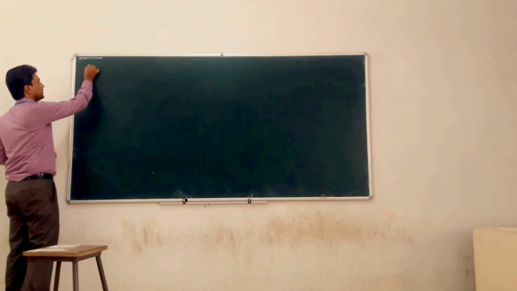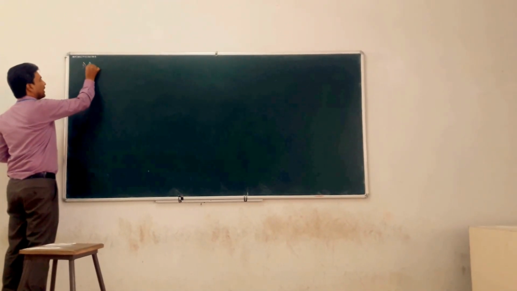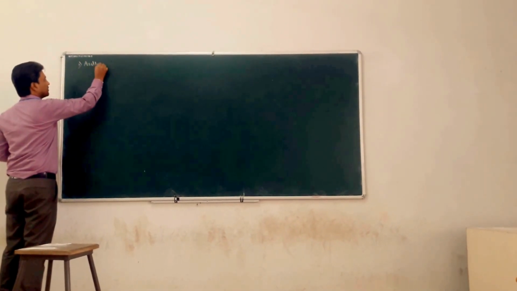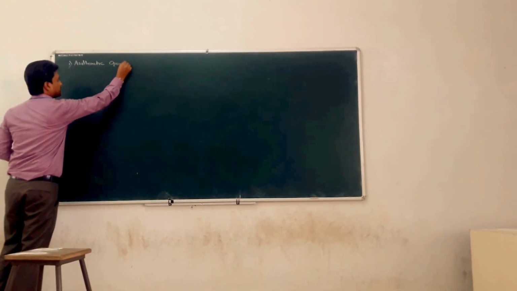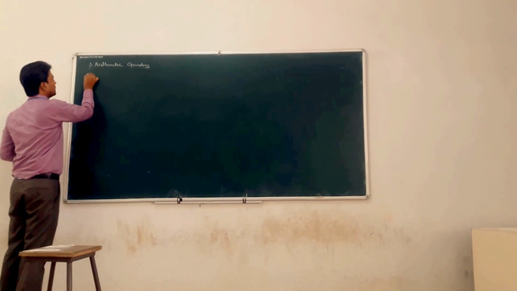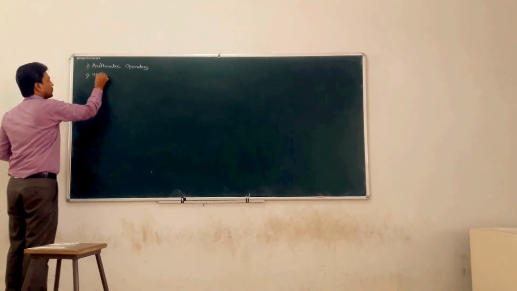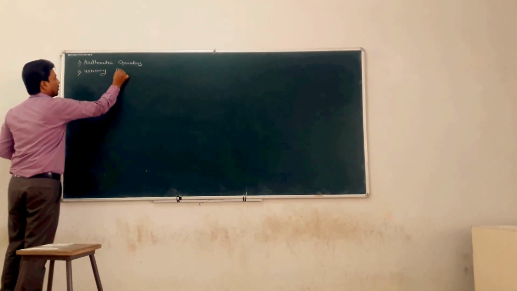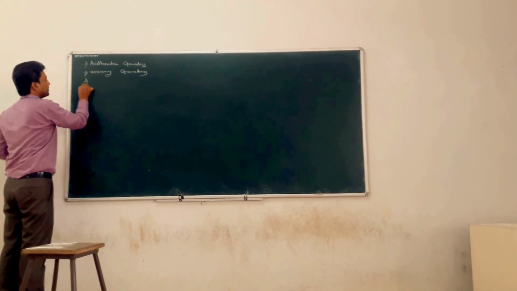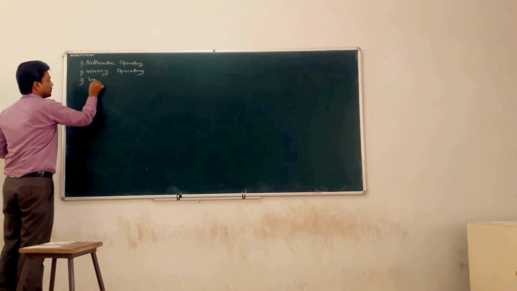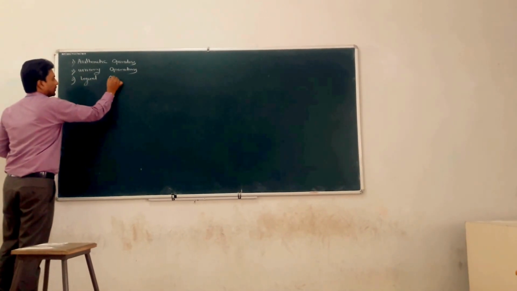So the first type is arithmetic operators. Second type, unary operator. Third type, logical operator.